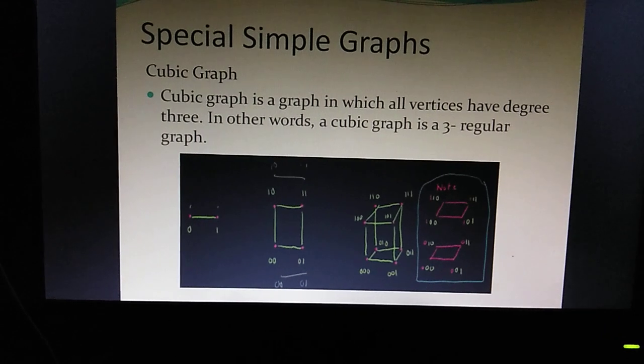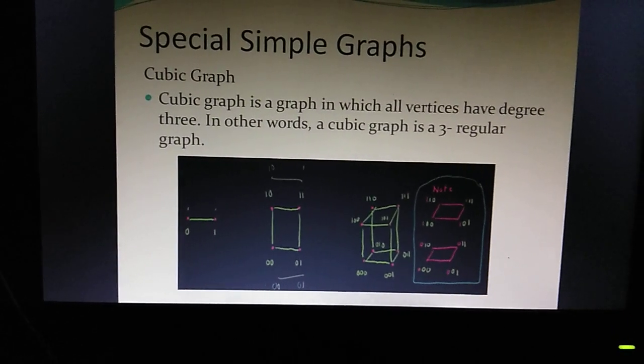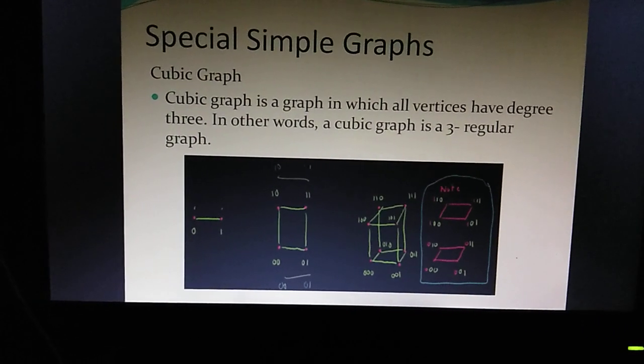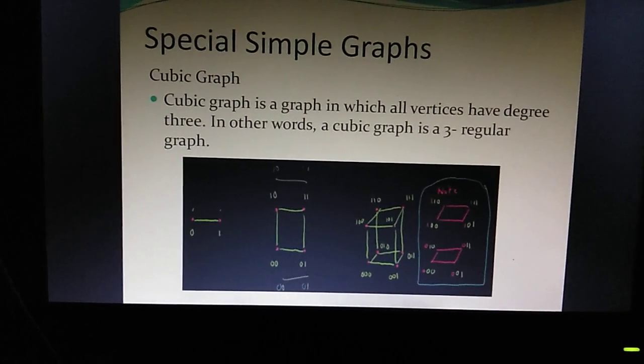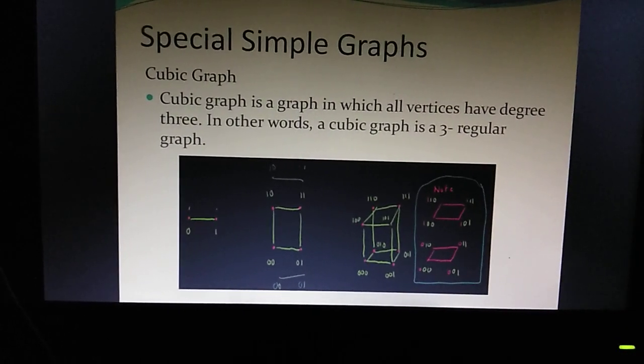Next one is the cubic graph. A cubic graph is a graph in which all vertices have degree 3. In other words, a cubic graph is a 3-regular graph.